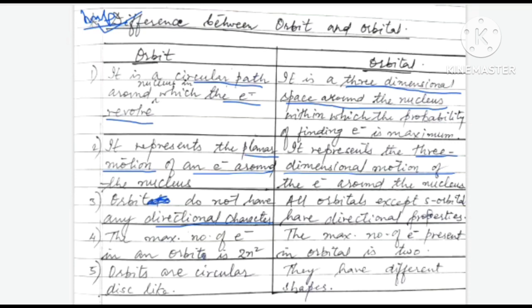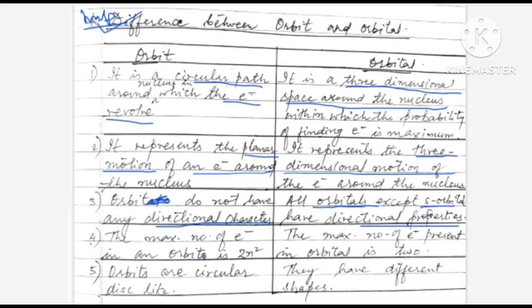But if you talk about an orbital, an orbital except the s orbital has directional properties. So that means if you know in which orbital the electron is lying, you can tell what can be the direction of the electron, whether it is along the x-axis, y-axis, or z-axis.